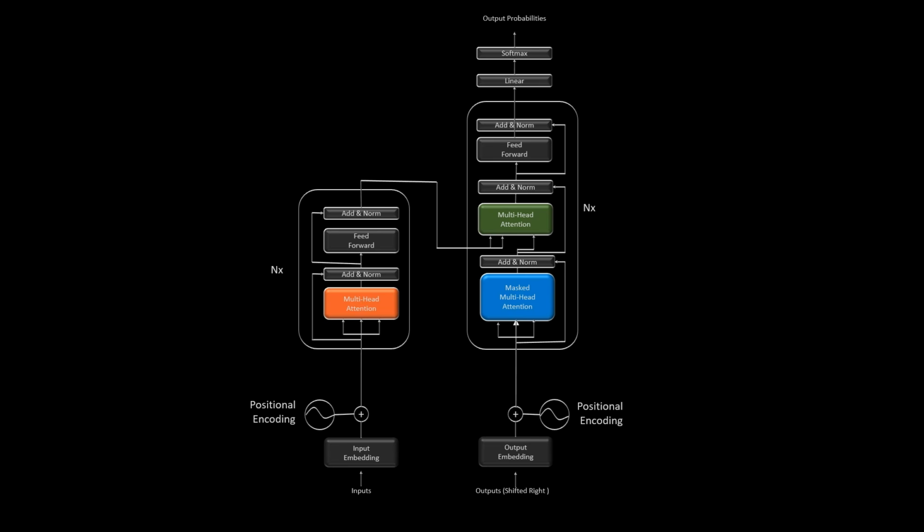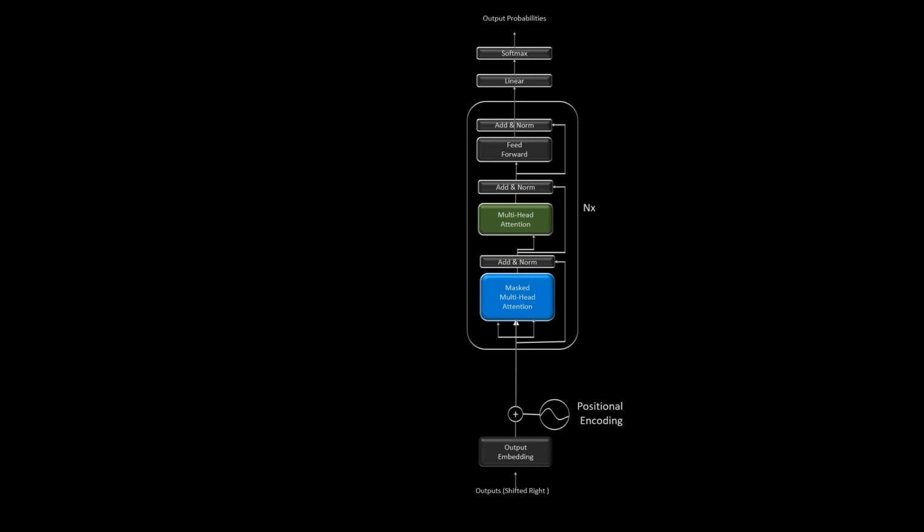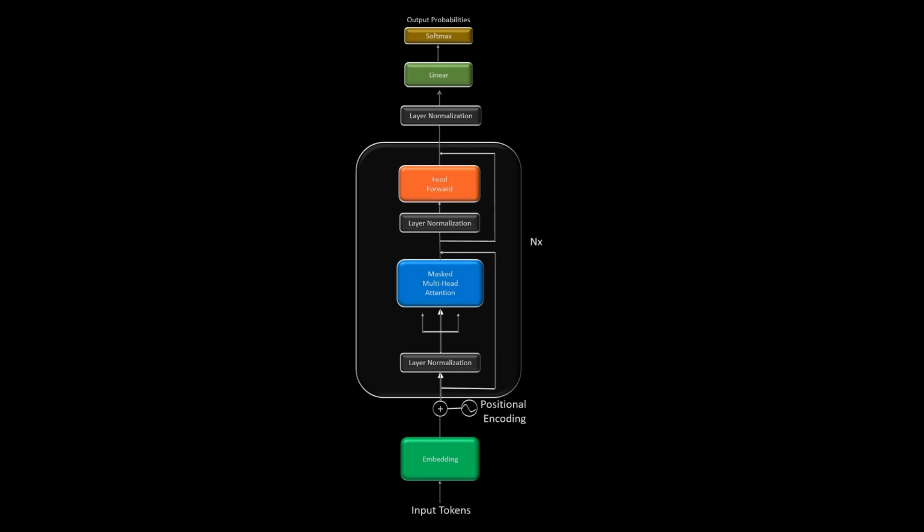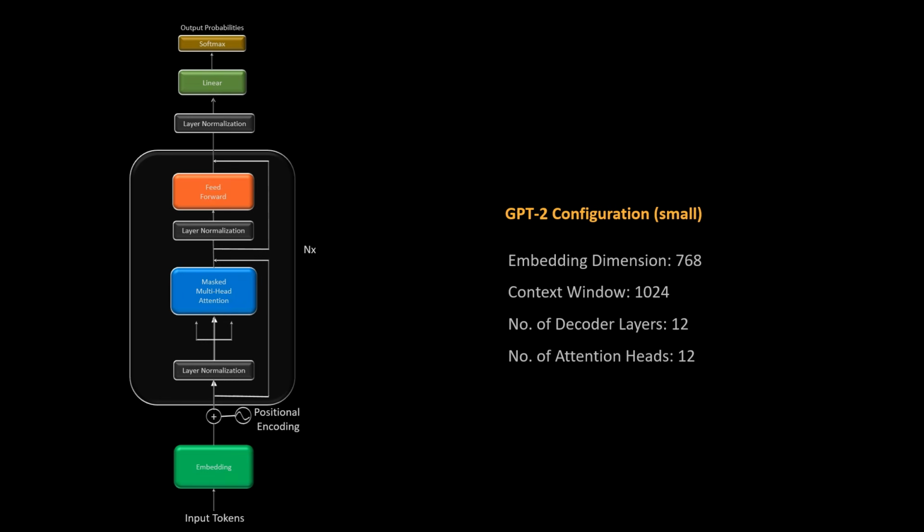However, since we are focusing on large language models, which only use the decoder part of the transformer, cross-attention is not needed here. The architecture also includes layer normalization and residual connections in a specific order. This specific architecture is the GPT-2 Model. GPT-2 Small Model has an embedding size of 768, context size of 1024, 12 decoder layers, and 12 attention heads.